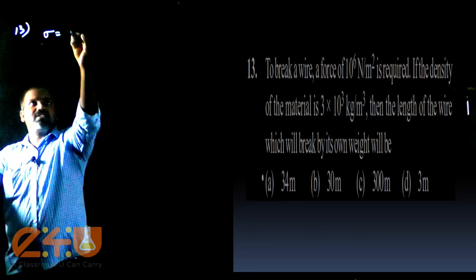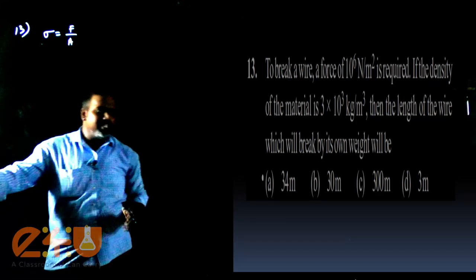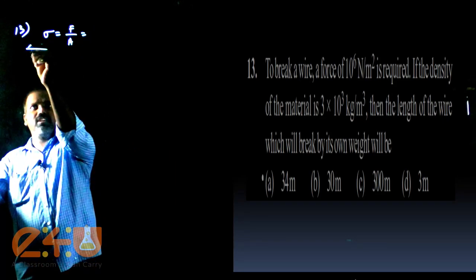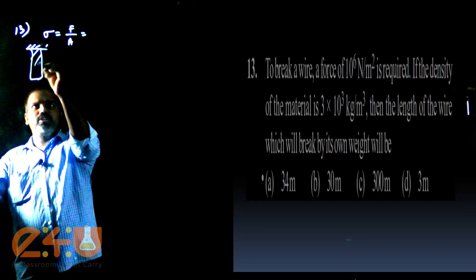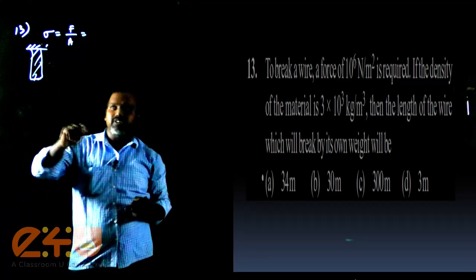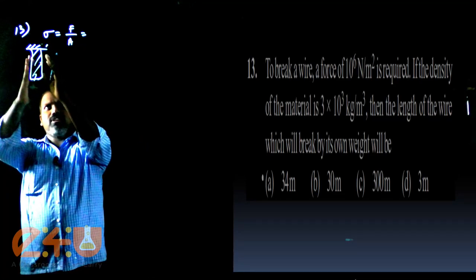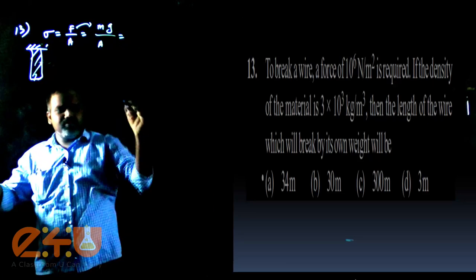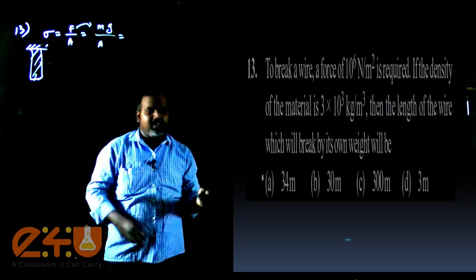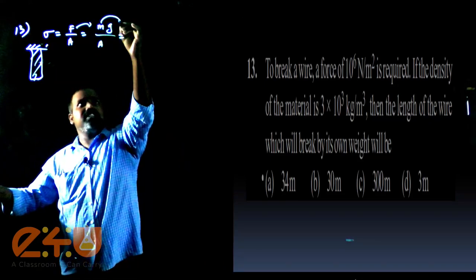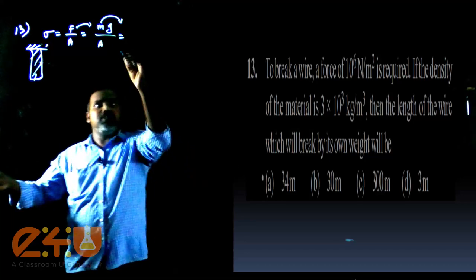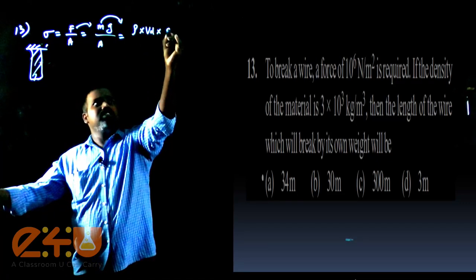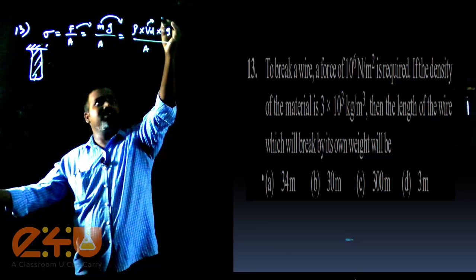Sigma, the general definition for sigma, is force by area. Here, the force is nothing but its own weight of the rod. Just consider this is a rod fixed at one end. Due to its own weight, what should be the value of length to break it? Therefore, the mass of the rod, taken as mg, will act as the deforming force here. So it is m into g divided by area. From the given quantity, we do not have any other data beyond this value, so we can convert m in terms of the given quantities. Mass can be written as density into volume. So mass equals density into volume into g, divided by area. Again, volume can be written as area into length.